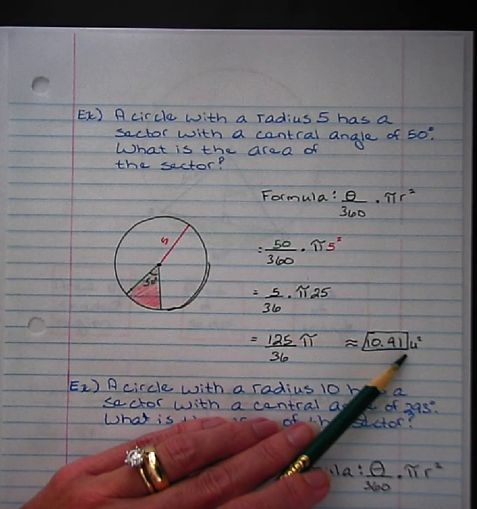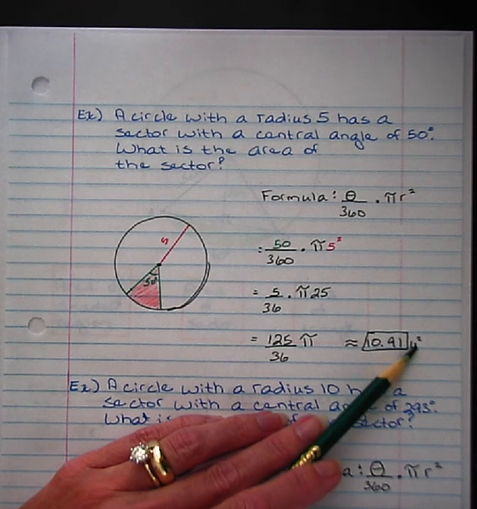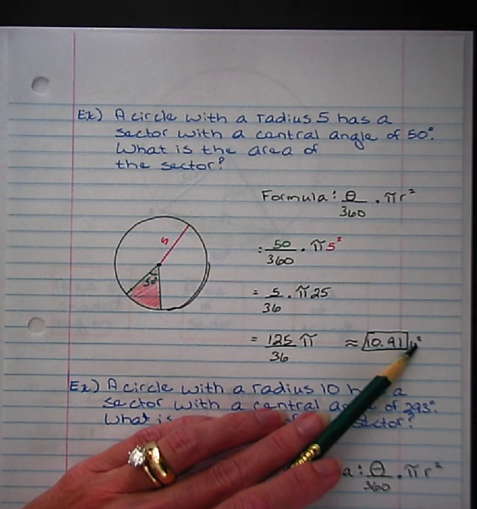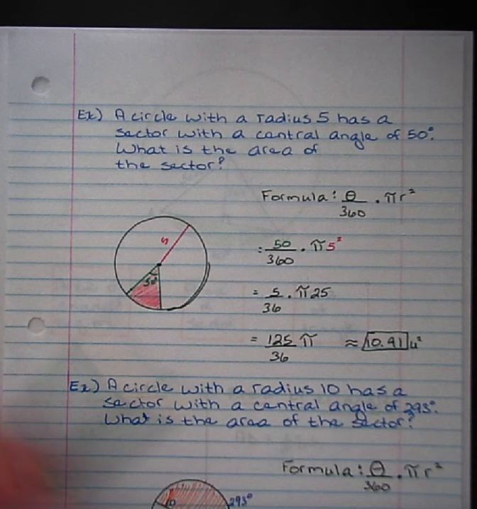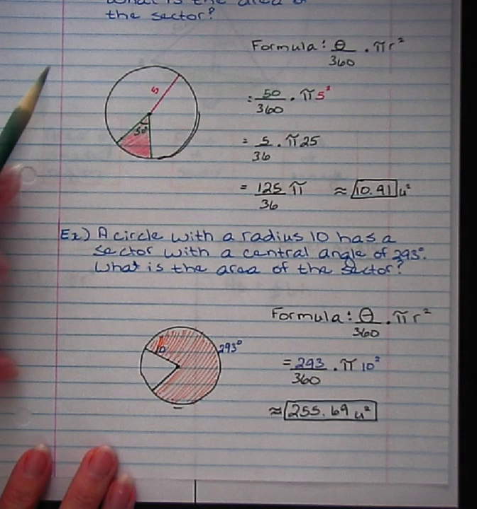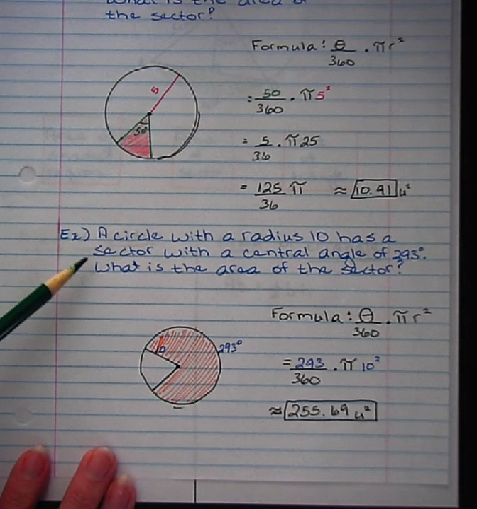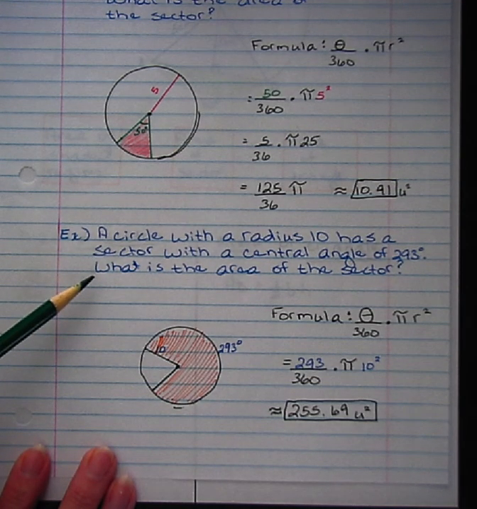10.91. I didn't put units on this, like centimeters or inches or miles or whatever, so I just put U for units squared. Area is always squared. Since we're finding the area of a sector, we always have to square the units. Remember, it's two-dimensional, so we have to have a 2 up there for two-dimensional. Okay, let's look at another example. If I have a circle with a radius of 10 and it has a central angle of 293 degrees, what is the area of the sector?